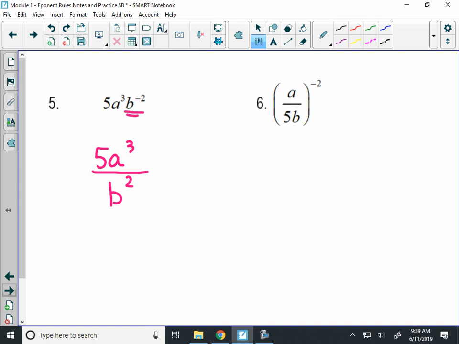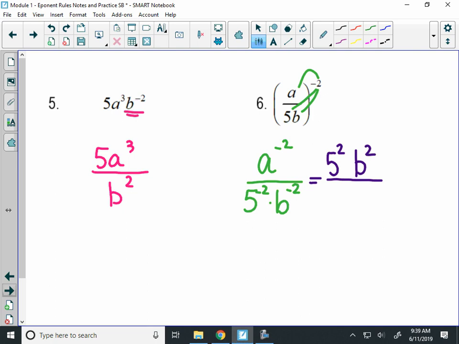Now, number 6, let's start combining with some rules that we've been doing. I have to distribute the negative 2 to every term first. So I'm going to write this as a to the negative 2 over 5 to the negative 2, b to the negative 2. Now notice the a, the 5, the b, they all have a negative exponent, which means they all have to flip positions. So the 5 is going to go to the numerator and become positive. So is the b. And then the a comes down to the denominator.